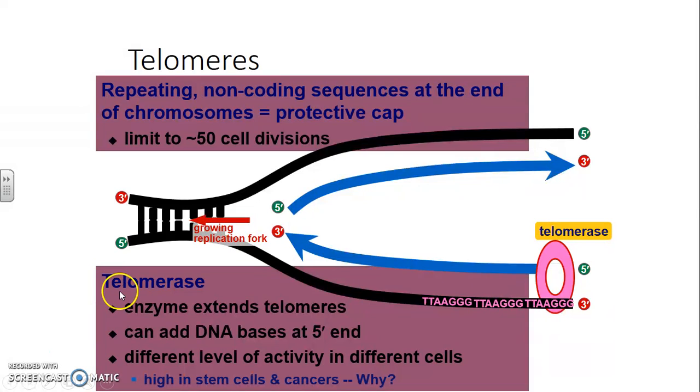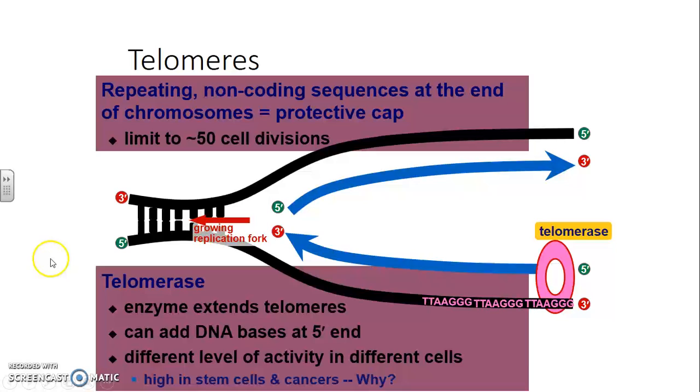Additionally, some cells have an enzyme that's upregulated or active called telomerase. And it's the job of the telomerase enzyme to make the telomeres longer, because it has the ability to add bases when nothing is there. DNA polymerase 3 does not have that ability, but the telomerase enzyme does. It can make those telomeres longer.